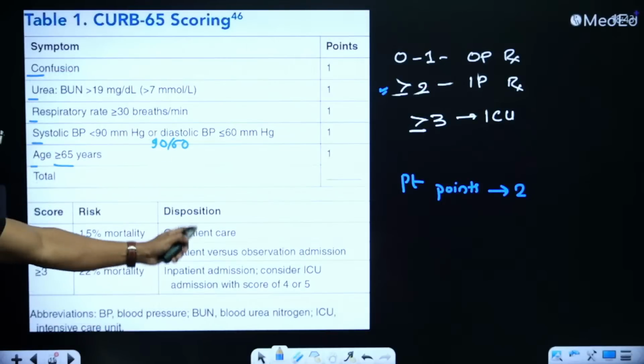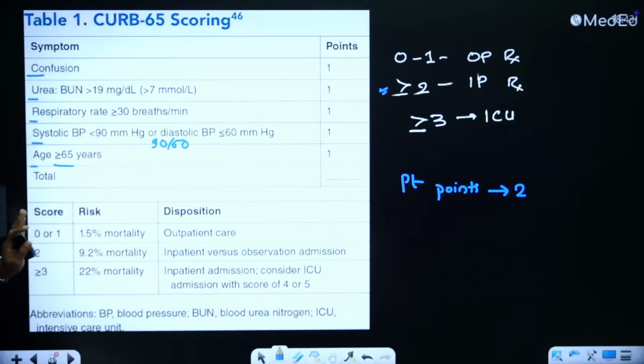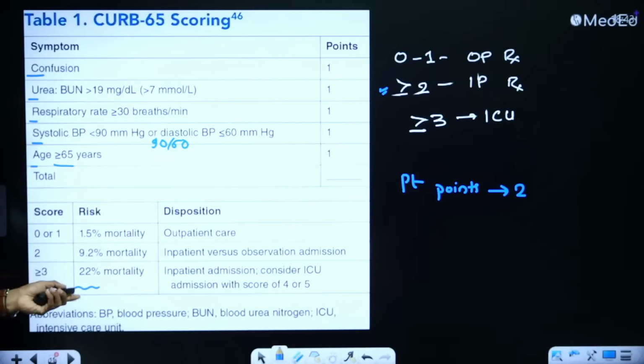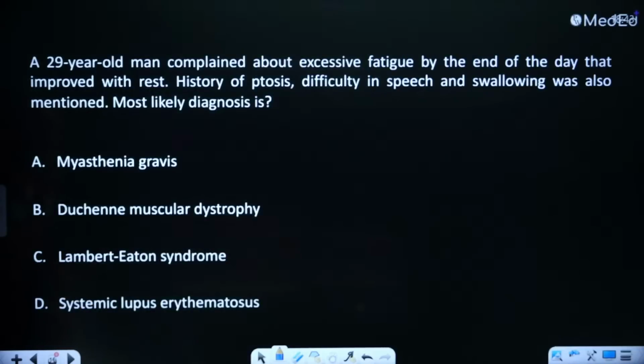I want you to learn by heart, or remember, the CURB-65 parameters. Once in the past they have asked what the mortality was when the score is more than or equal to 3. It was 22%. Again, not a very important point, but at least you should know how to calculate and apply it on the question. Okay, now let's go to the next question.